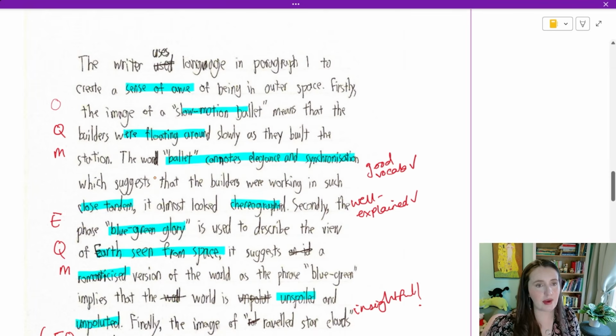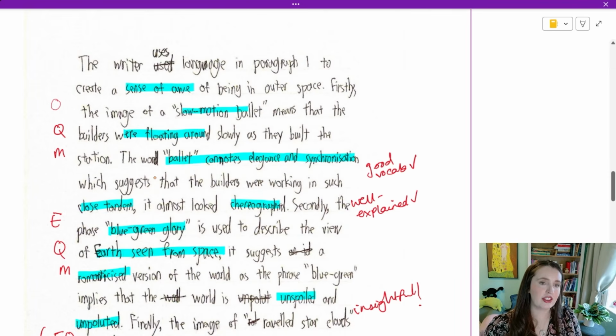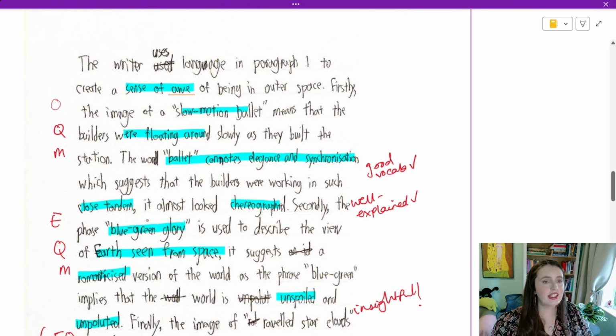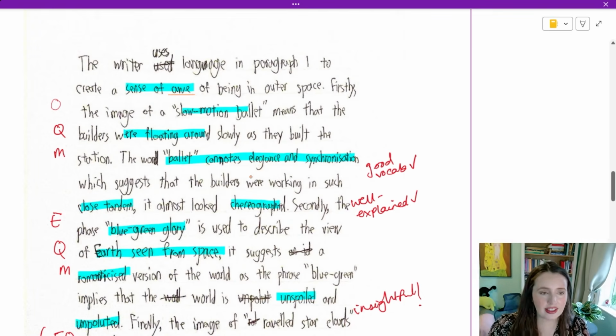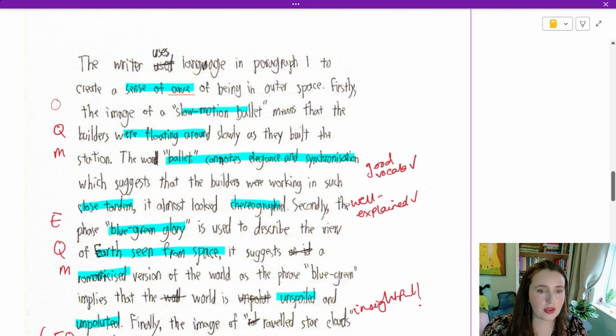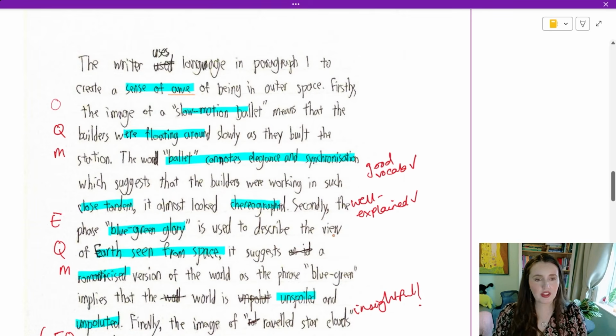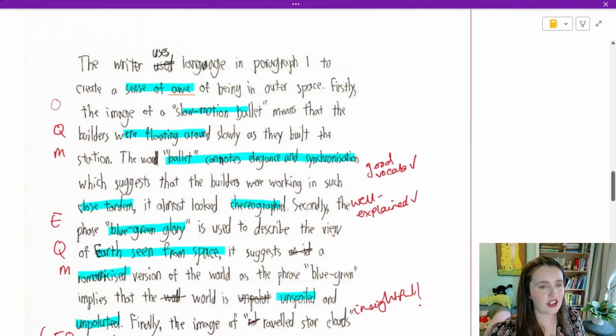"The writer uses language in paragraph 1 to create a sense of awe of being out in outer space." So, sense of awe, overall effect, nice. "Firstly, the image of a slow motion ballet means that the builders were floating around slowly as they built the station." So quote, slow motion ballet, what does it literally mean? They were floating around slowly. I did want to see the idea of dance. That will come later on. That's why I've credited him. "The word ballet connotes elegance and synchronization, which suggests that the builders are working in such close tandem, it almost looked choreographed." So because he's got this idea of choreographed, synchronization, ballet, I know that he knows it's about dance, so definitely got the meaning.